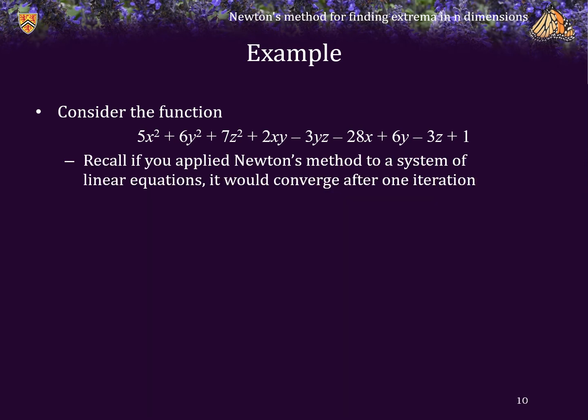Now, recall that if you applied Newton's method to a system of linear equations, it would converge after only one iteration. That's useful because what that means is you don't really need to check if the gradient equated to 0 defines a system of linear equations. You can just start at any point, and after one iteration, you are guaranteed that you are at a place that satisfies the gradient equaling 0.